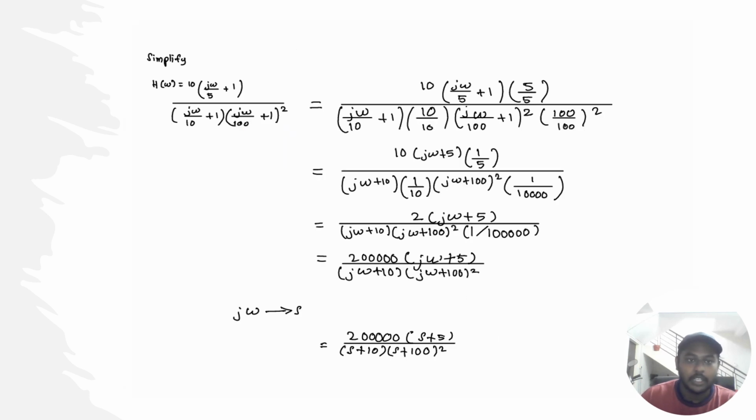And then the next one, we simplify the equation that we get earlier. So after we simplify it, the final answer we will get is 200,000 in bracket (jω plus 5) over (jω plus 10)(jω plus 100) squared. And then we change the jω into s, and then the final answer will be like the stated one. So this is all from us. Thank you.